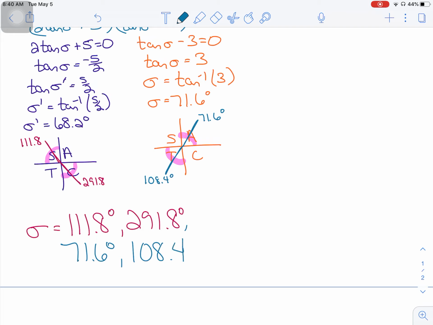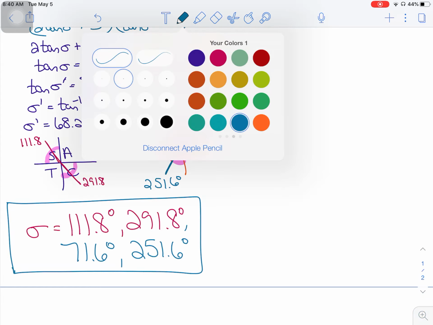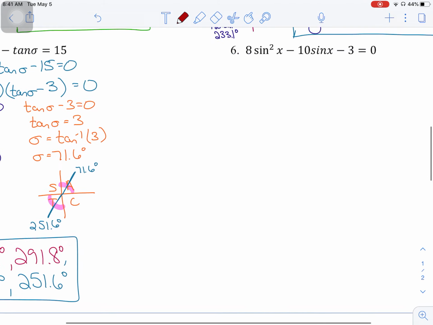How am I getting 108? Oh, I'm not paying attention. It would help if I were to add my terms, not subtract them. Let's try that again. Sorry about that. So 251.6 degrees makes a heck of a lot more sense in quadrant 3. All right. So no more goofy errors on that one, I hope. All right, that should take care of problem number 5.